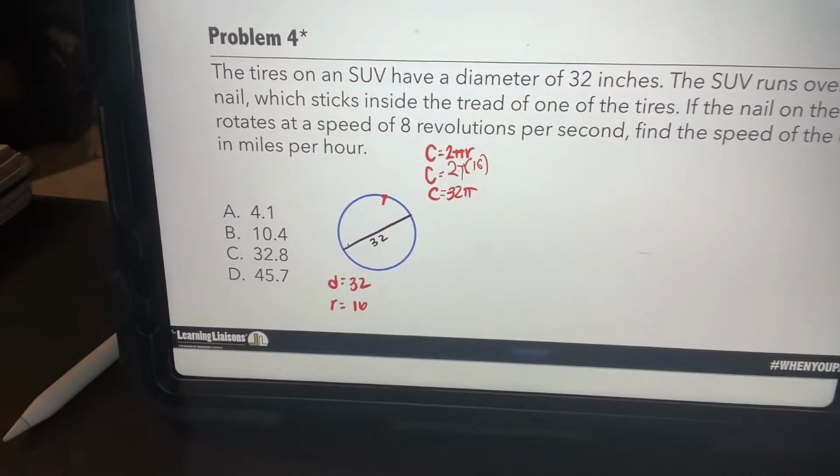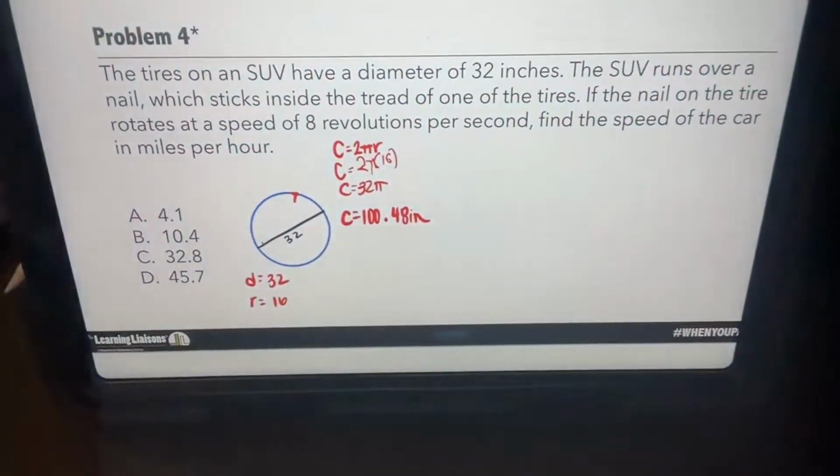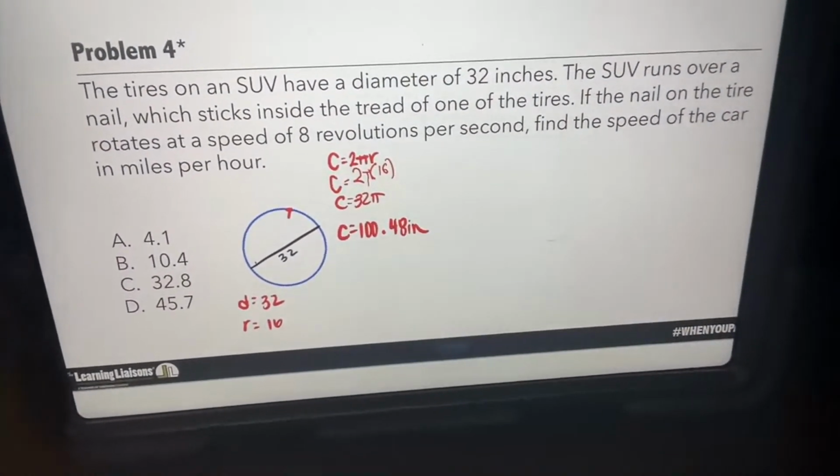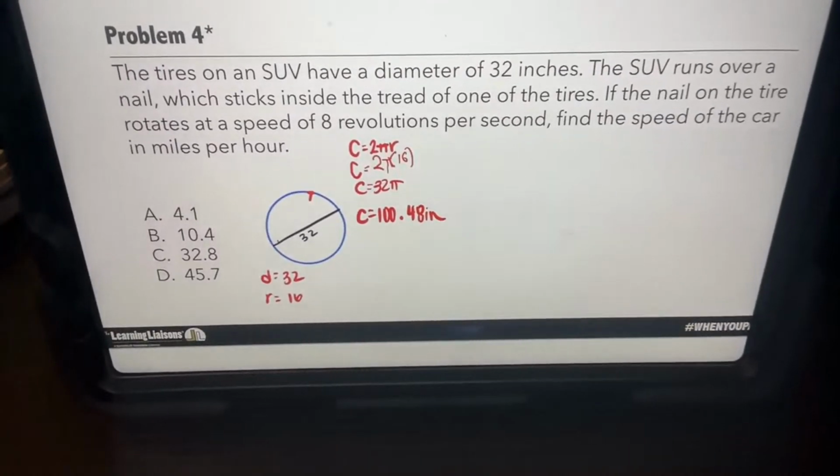And 32 pi is going to be 32 times 3.14, right? Pulling out my handy dandy calculator. 32 times 3.14 is 100.48. So the circumference is 100.48 inches. That is the circumference of the tire. So we are traveling at 100.48 inches per revolution.